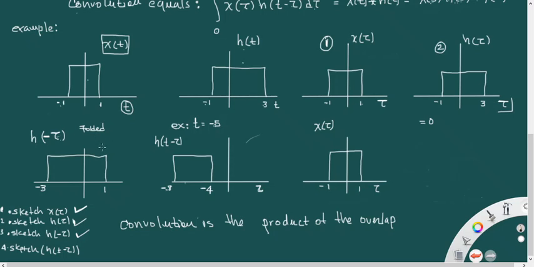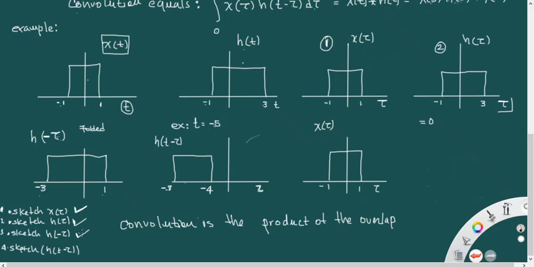h of tau. If you can see the difference, in the original function we are going from -1 to 3, and if you fold or flip this function, you will end up with -3 to +1. So we are folding or flipping this h of tau. We are converting it to h of minus tau. So that's the third step.